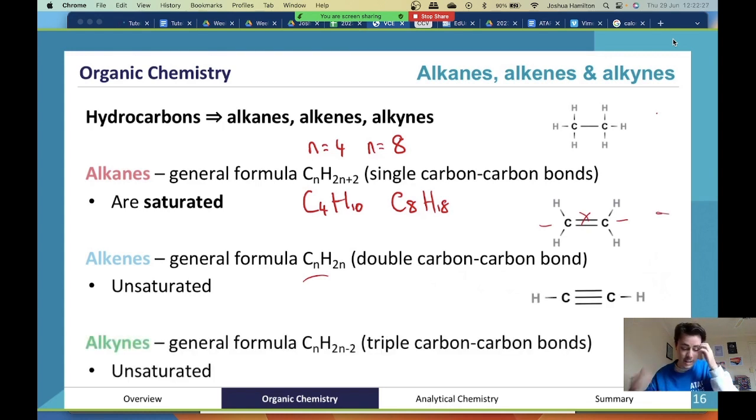Then alkynes, again, are also unsaturated. These ones have a triple bond. So their general formula is CnH2n-2. And again, the general formula assumes that the triple bond only occurs once. Really, really important: the triple bond only occurs once. There are no double triple bonds, no two triple bonds or 3 triple bonds.